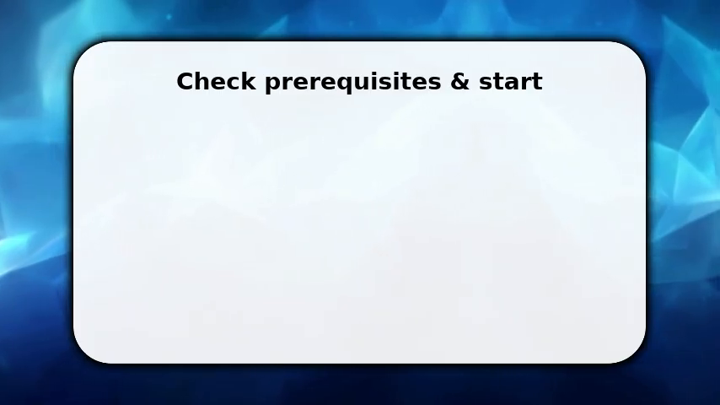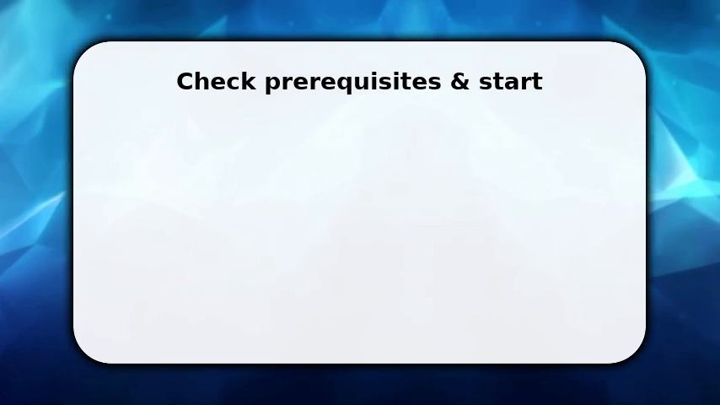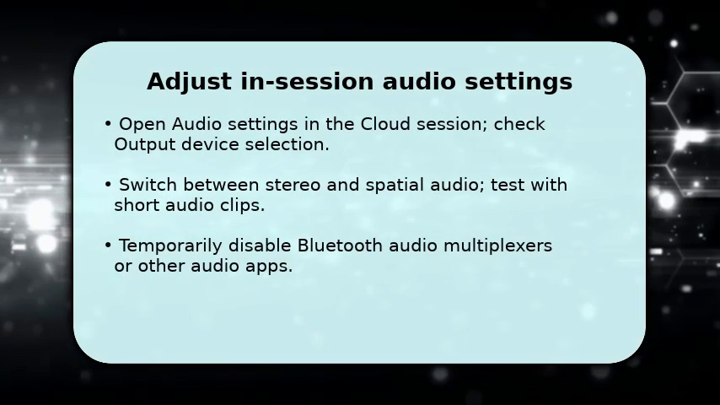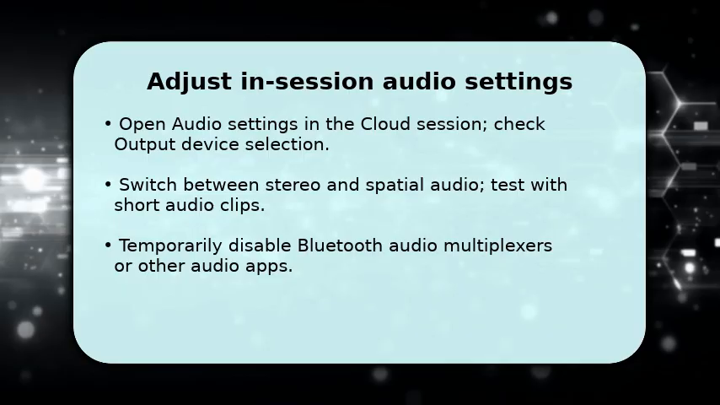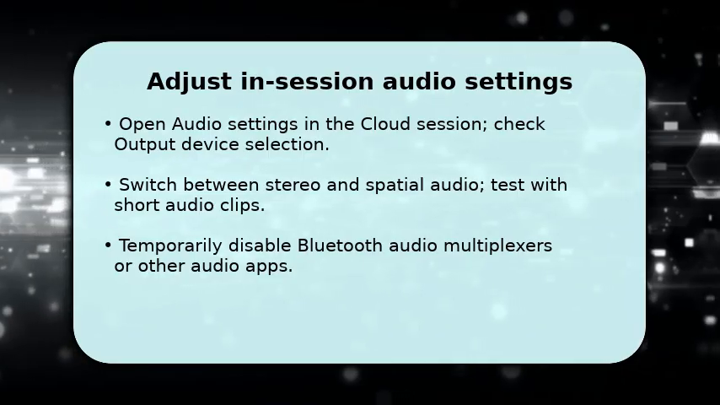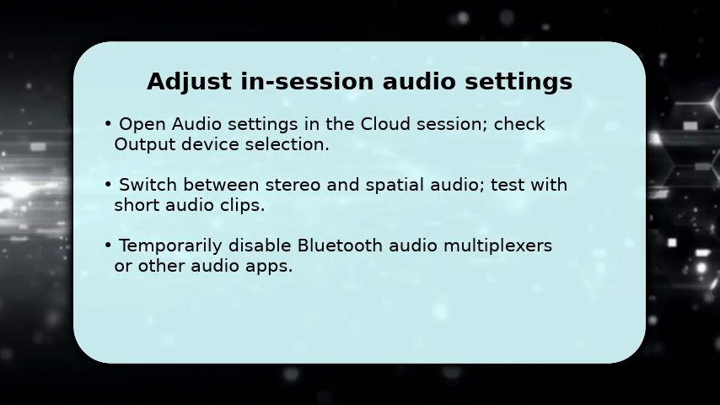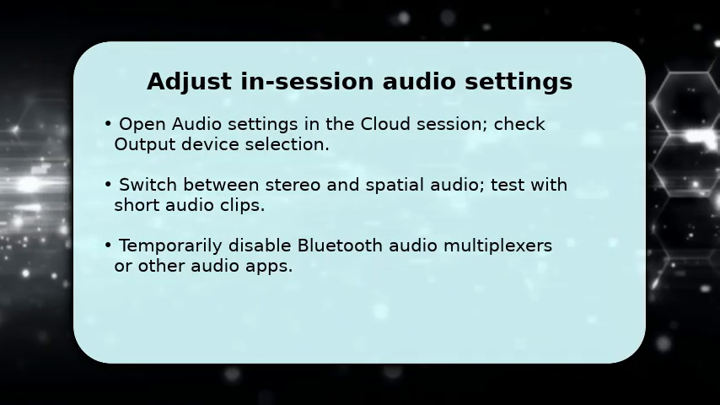Now open the Xbox Cloud gaming session and unlock the on-screen controls. This starts the real troubleshooting, so you don't waste time on guesses. You should now focus on the session's audio routing. From the in-game overlay, open audio settings and confirm the output device is your headset, not device speakers. Once confirmed, switch between stereo and spatial audio to see which fixes dropouts or muffled sound.